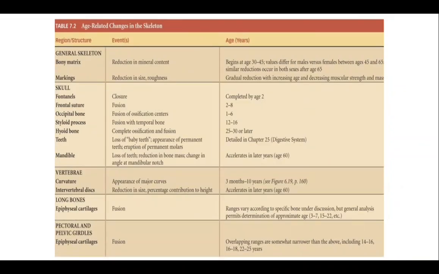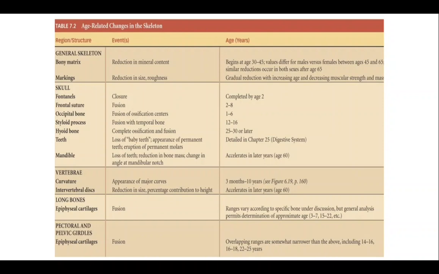So as we get older, the bony matrix will reduce its mineral content. This begins at age 30 to 45. It does differ for males and females. You have similar reductions occurring in both sexes after age 65. So hormones are definitely going to play a role in this. The markings are going to be reduced in size and less rough.